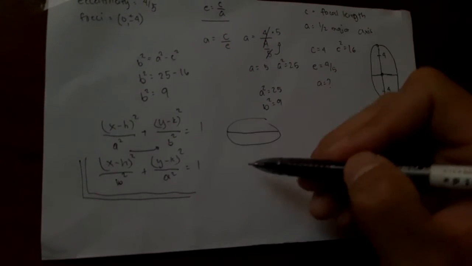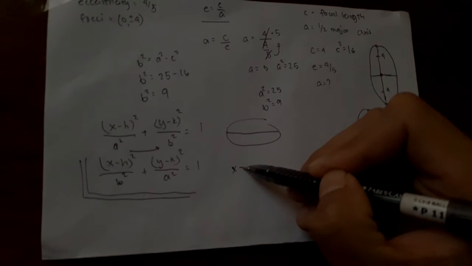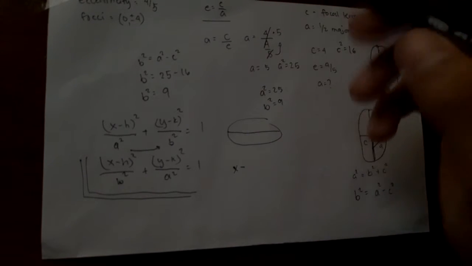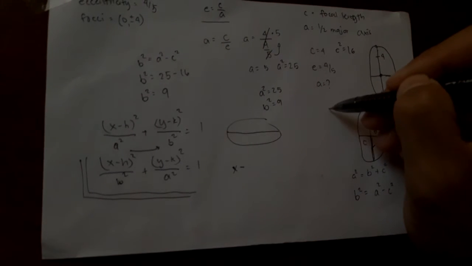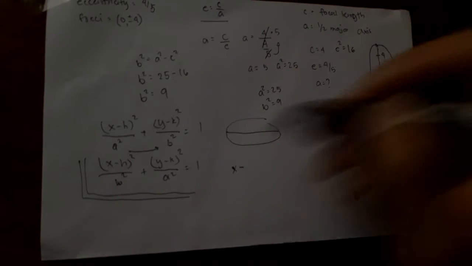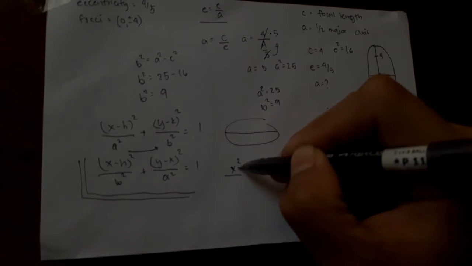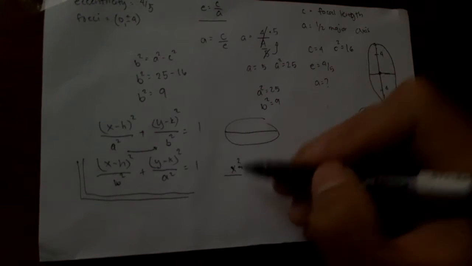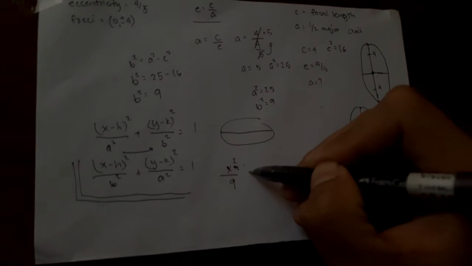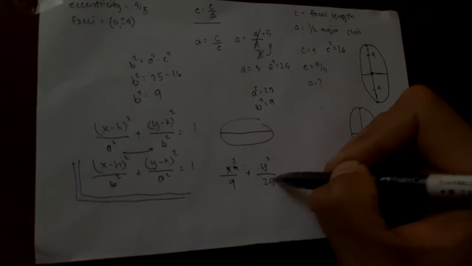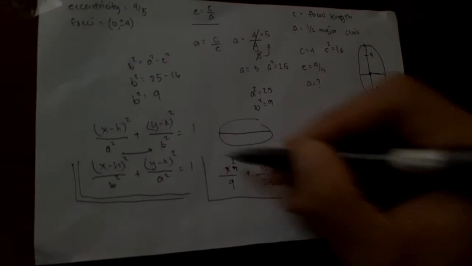So this would be our equation to be used on our ellipse. So we substitute our given. X minus h, h is our x on the center. Since our ellipse is on the origin, our center would be 0. So it would be x squared over the B squared, B squared is 9, plus y squared over A squared, 25, equals 1. So here is our equation.